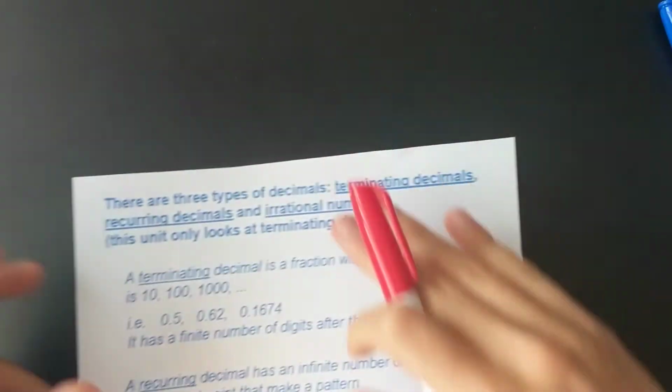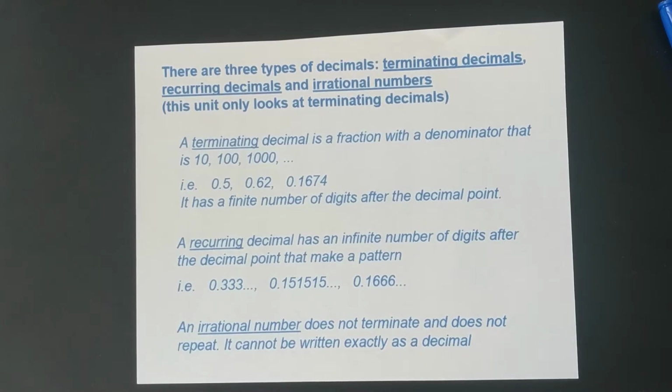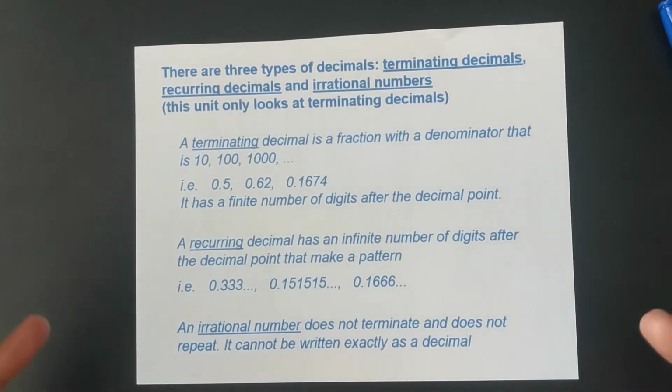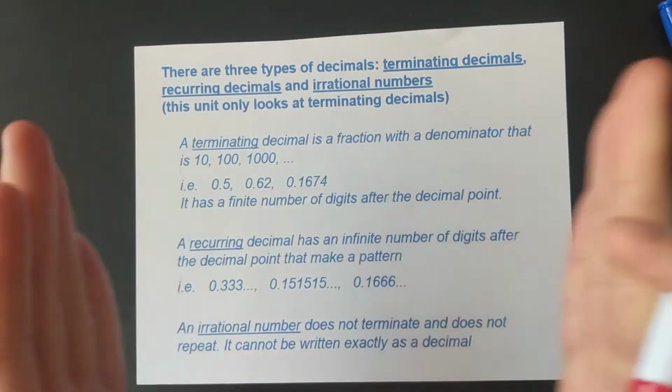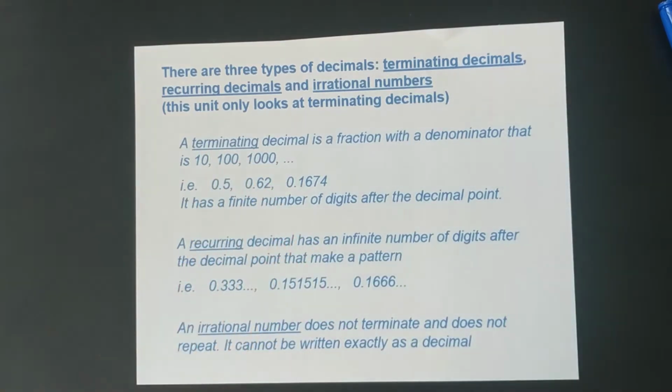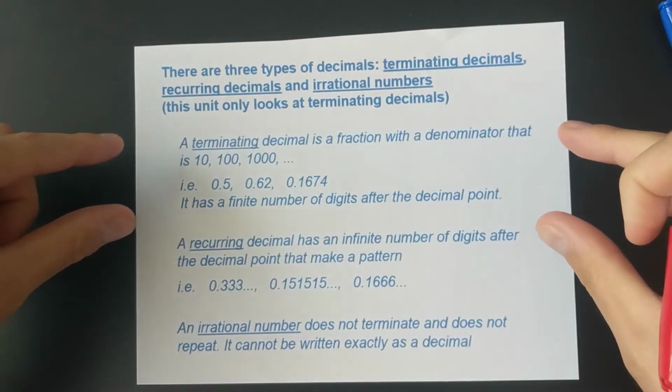Now, when it comes to decimals, there are three types of decimals. We've got terminating decimals, recurring decimals, and irrational numbers. Now, this unit itself only looks at terminating decimals, but I think it's important that you are aware of the other types as well. So a terminating decimal is one that has a finite number of digits after the decimal point. So for example, 0.5, 0.62, 0.1674, so it's got a specific number of digits after the decimal point. Now a terminating decimal is a fraction with a denominator that's either a 10, 100, 1,000, 10,000, and so on. As I said, in this unit we're mostly going to be focusing on terminating decimals.